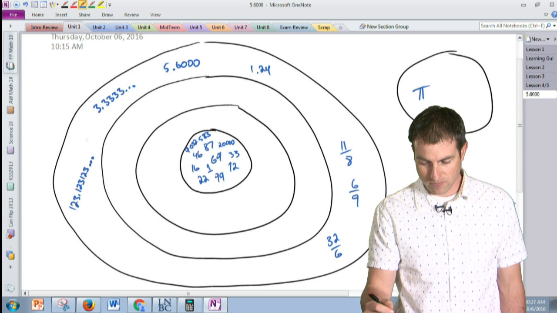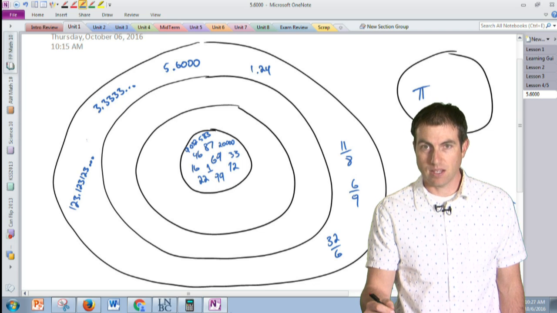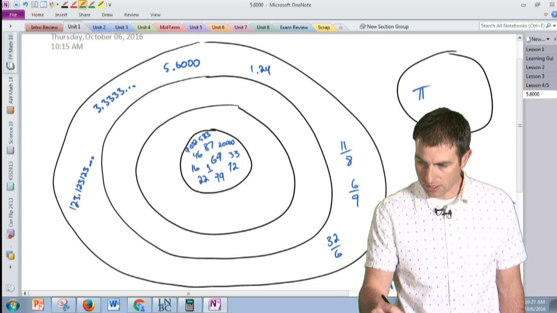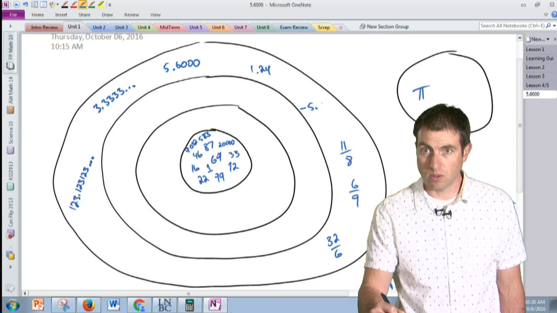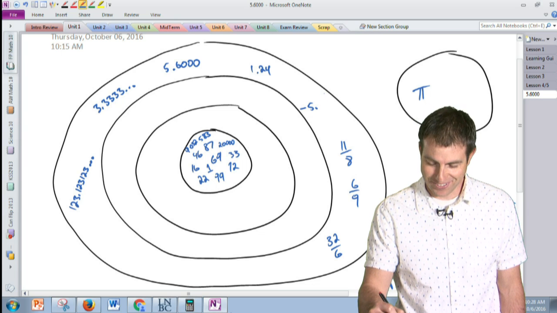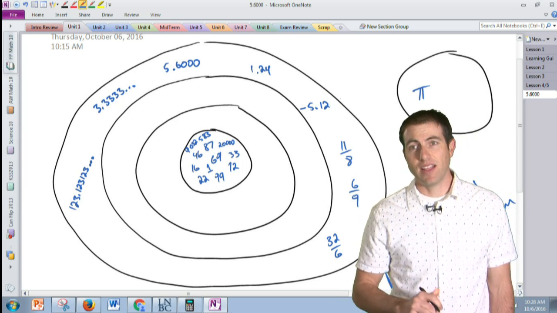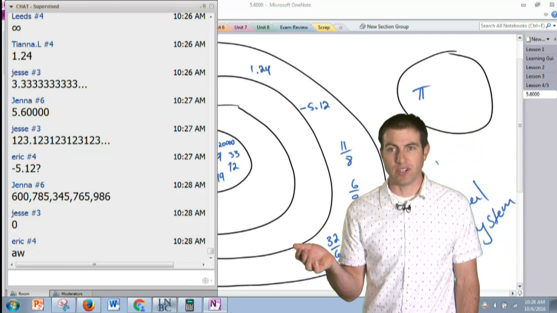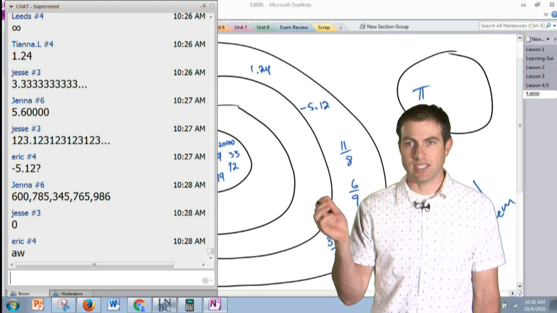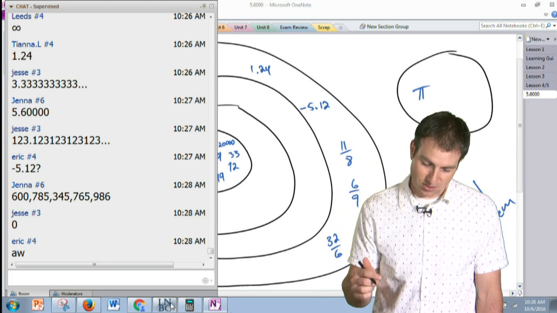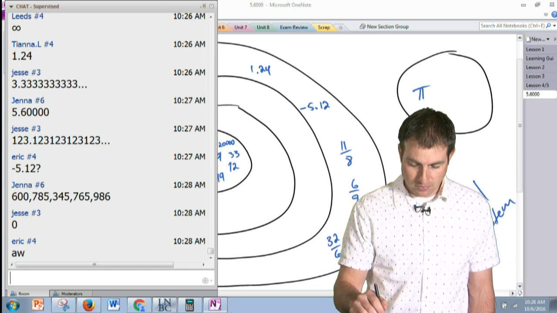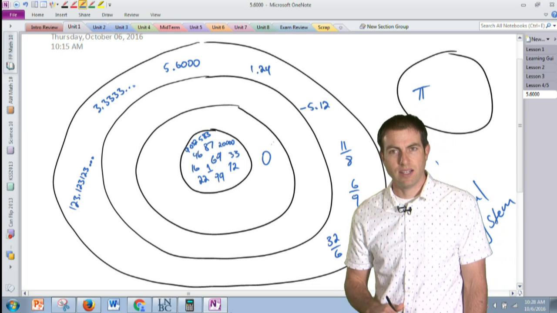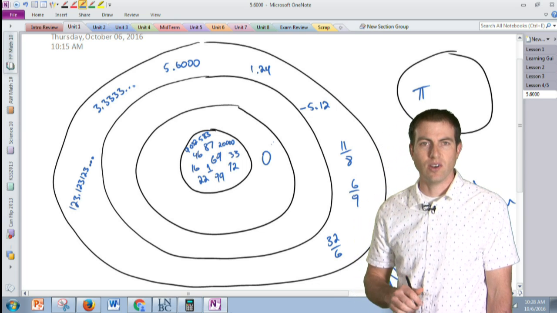Oh boy, Eric. I love that you have the negative sign there, but it's not going to really enlighten us much. Negative 5.12. Jenna, that would go in the middle ring. I simply don't have any room for it in there. That's like 60 trillion, 785 billion. This is too long. Jesse, you have filled in the second ring with a 0.